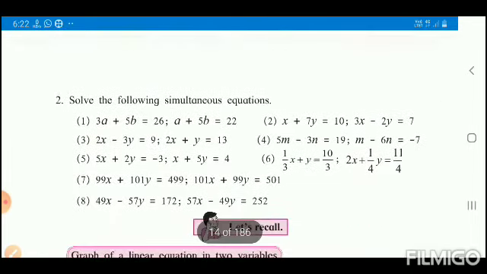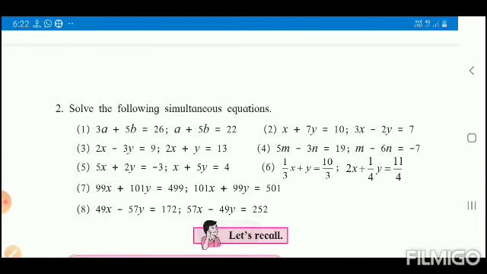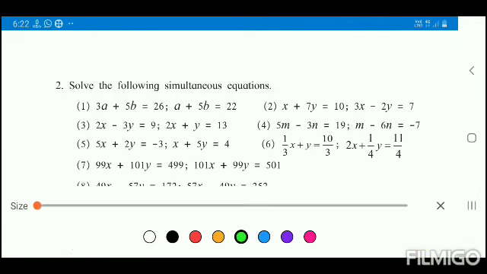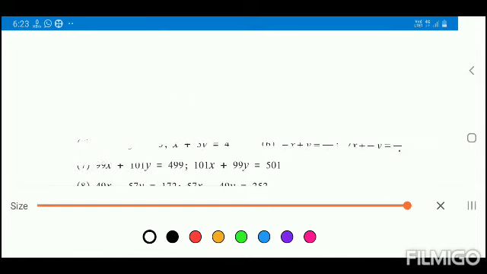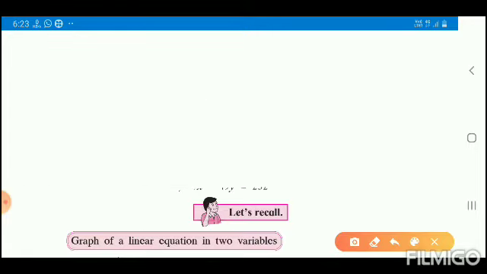Now again, in question number 2 they have given a few examples. From that I will solve the first example. So we will see the first example. First I will make some place to solve the equation here. It means you will understand how to solve this equation. Okay. Now we will see it.